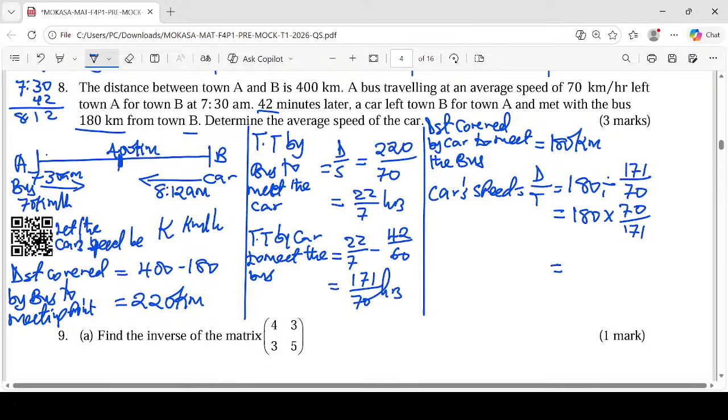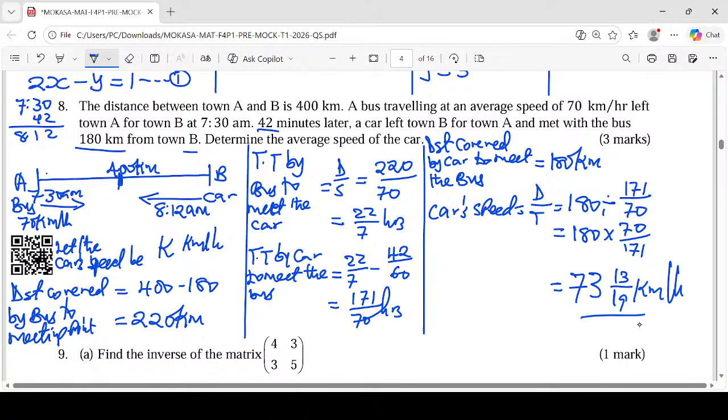So this is 73 whole number 13 over 19 kilometers per hour. That is the car's speed. That is the car's average speed for that particular question. A very, very good question.